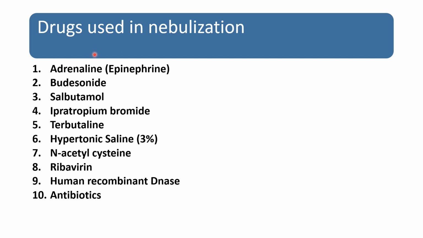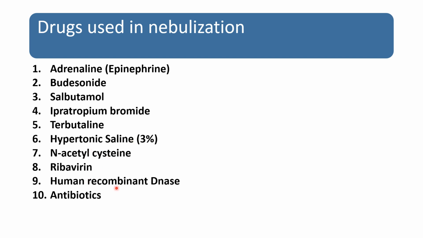We can give various drugs by nebulization. Adrenaline and budesonide are both used whenever a child comes with acute laryngotracheal bronchitis. The bronchodilators salbutamol, ipratropium bromide and terbutaline are used in asthma. Hypertonic saline 3% NS we use in acute bronchiolitis. There are various other indications also. Details I will tell you in the next few slides.